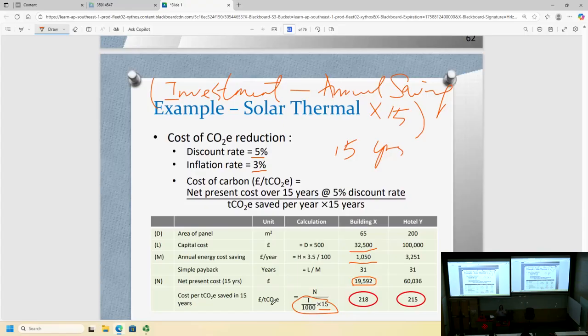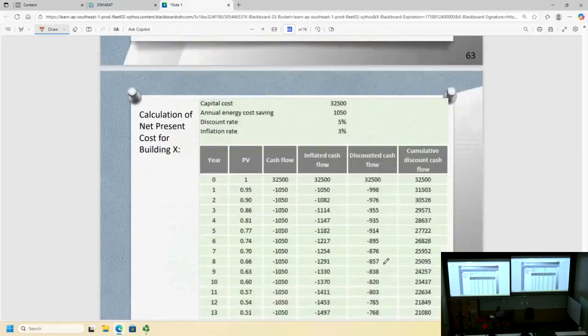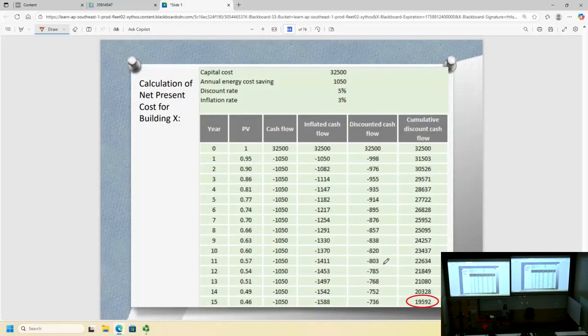So the question is how to calculate the net present cost in 15 years. We use this table to explain how to calculate the net present cost. Here we assume the discount rate is 5% and the inflation is 3%. I know it is a little bit complicated, but actually the calculation is very straightforward.